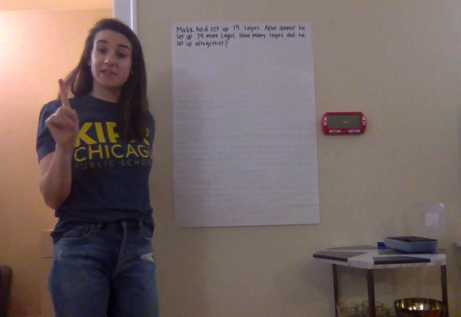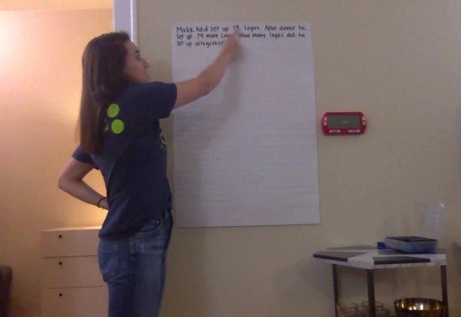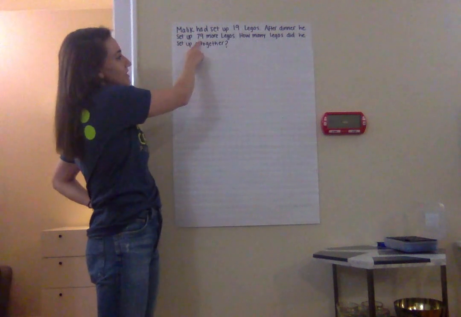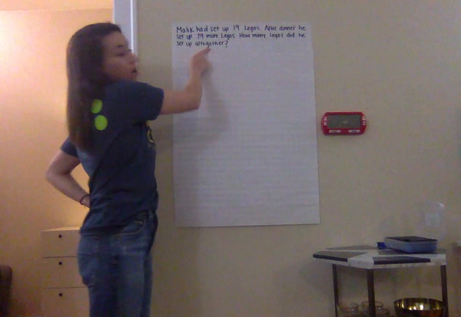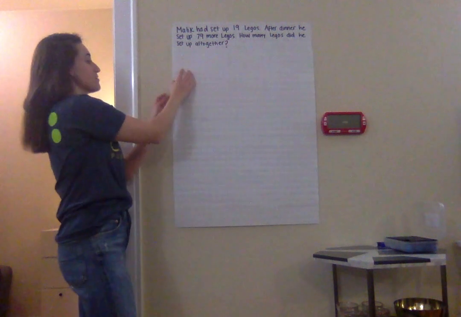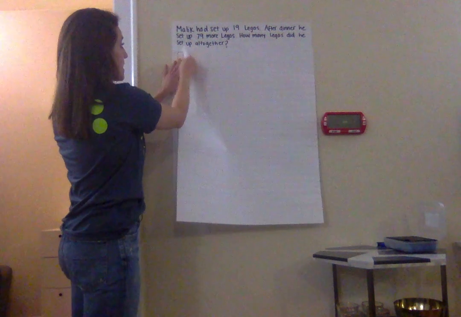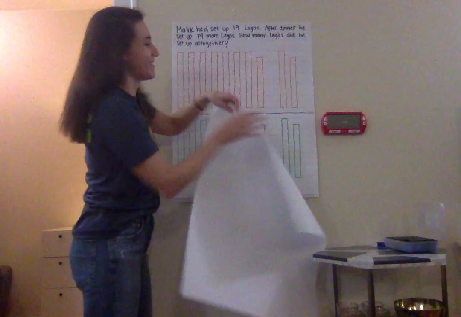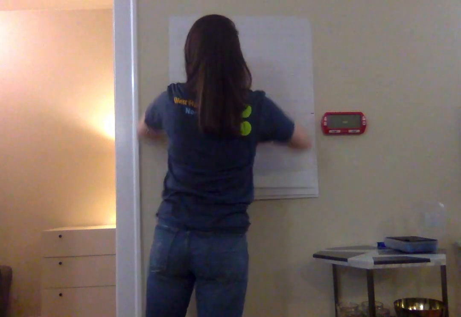Let's listen one more time and then see if you can retell it to me. Malik had set up 19 Legos. After dinner, he set up 79 more Legos. How many Legos did he set up all together? Now, I bet you were listening pretty carefully. So I'm going to cover it back up. Whoops. And see if you can retell it. Go ahead. See if you can retell me that story.